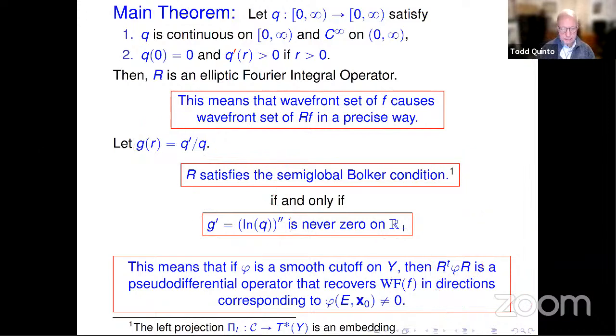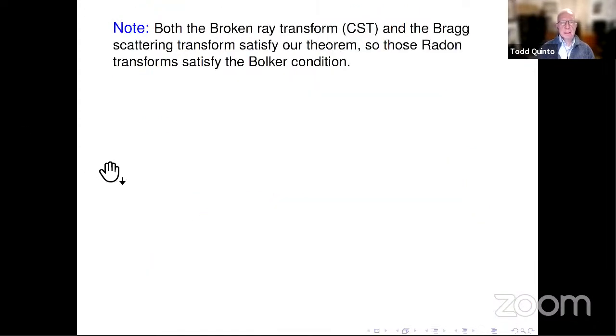Okay. Now, what's interesting for applications is that both this broken ray transform in Compton scattering tomography and the Bragg scattering transform satisfy our theorem. So these transforms satisfy the Bolker condition, and that means the normal operator is a well-behaved operator. Now, it was already well known that the broken ray transform does, but the Bragg transform is new, and so that's the new part of our result.